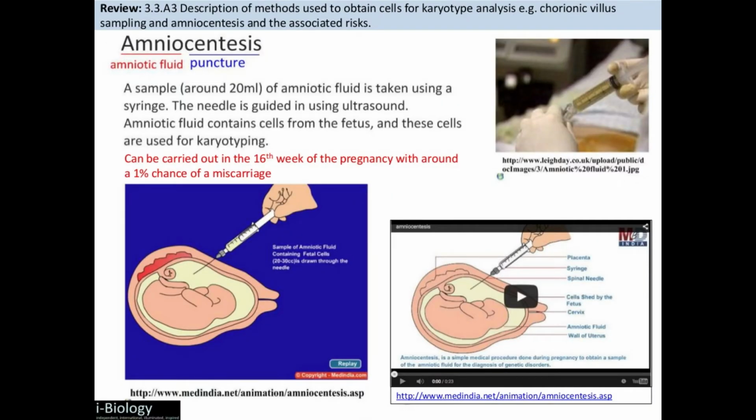Amniocentesis is a process where a needle is injected to gather amniotic fluid. Amniotic fluid contains cells from the fetus which allow for karyotyping the chromosomes within the fetus. So it allows us to see if there's trisomy 21 or any other possible diseases.